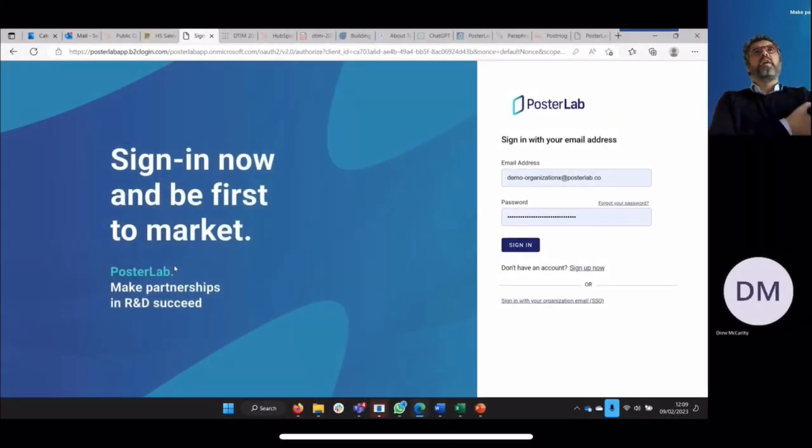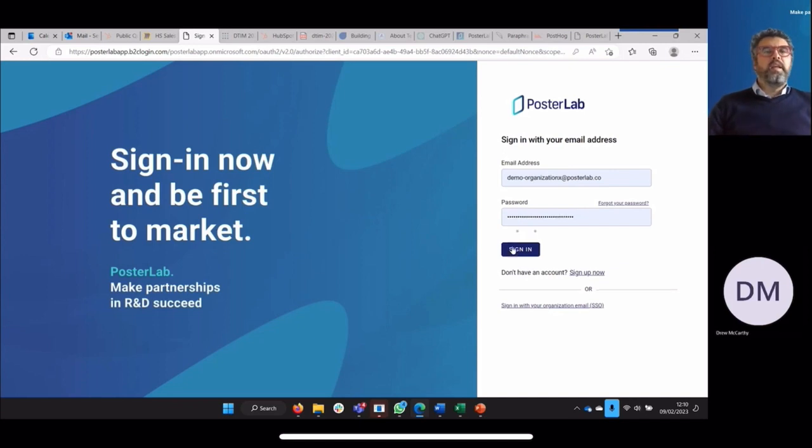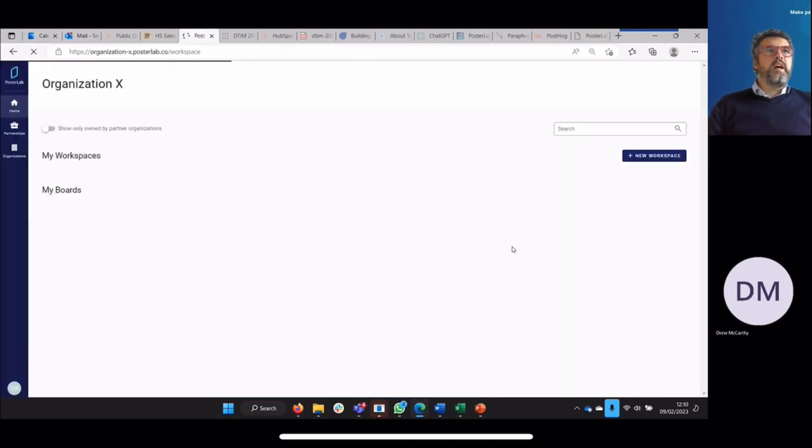So PosterLab, our main goal is to help organizations that are working together in R&D to structure and scale up their collaboration, so that in the end there is a higher chance of success, especially for the collaboration to be successful. So this is the platform. So I'm going to log in. And I will explain to you.